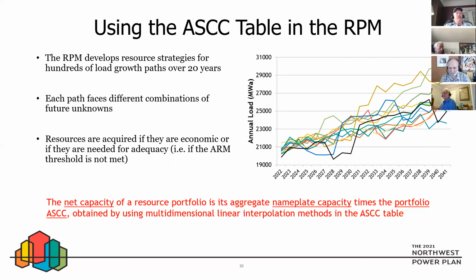When this is all done, we take sample resource buildouts from our expansion model and we run them back through the adequacy model to make sure that they're not overbuilt, meaning that the LOLP is 0, and that they're not underbuilt, meaning that the LOLP is over 5%.